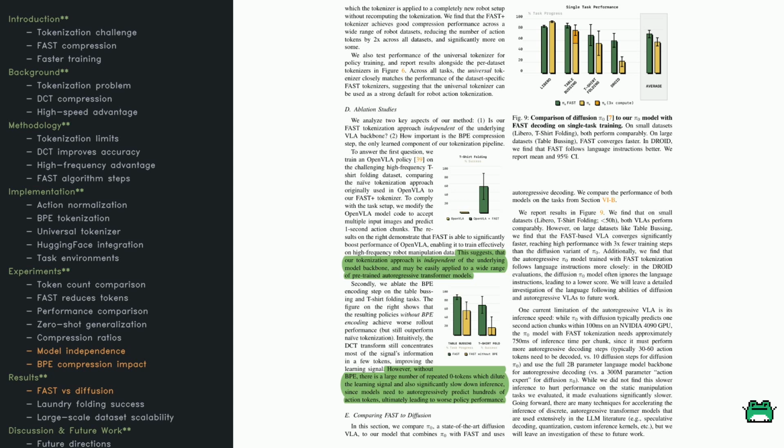Pi0 does have one advantage, though: it can predict whole action chunks at once, making inference faster. And FAST decodes actions token by token, which can slow things down. It's a trade-off the researchers plan to explore further. But for now, FAST seems like the more reliable choice for complex tasks.